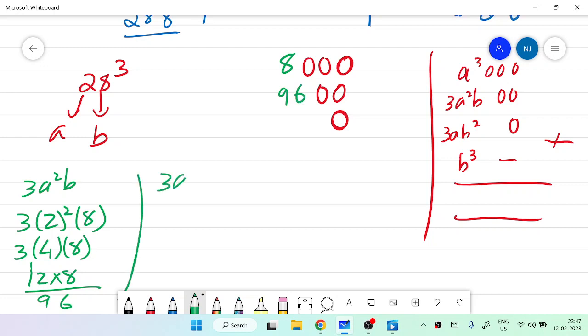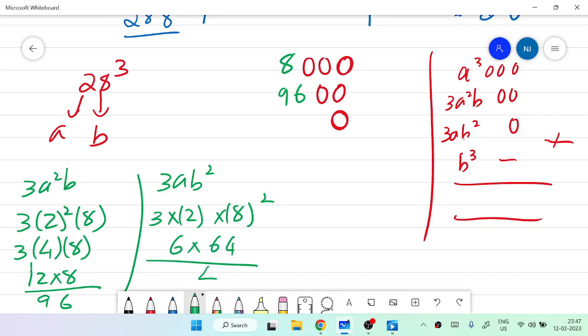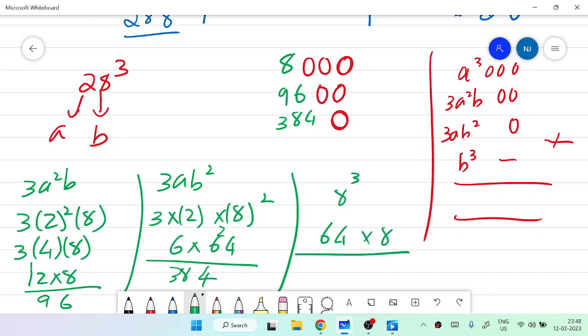Then 3ab square. So 3 into a is 2 into b square is 8 square. 3 2s are 6 into 8 square is 64. If you multiply, 6 4s are 24. 2, 6, 6 are 36, 37, 38. So 384 is coming. 384 should come. Then b cube. B cube is 8 cube. 8 cube is what? 8 8s are 64. 64 into 8 will be like 8 4s are 32, 3, 6 8s are 48, 49, 50, 51. So 5 and 2. So here 5 and 2 will come.